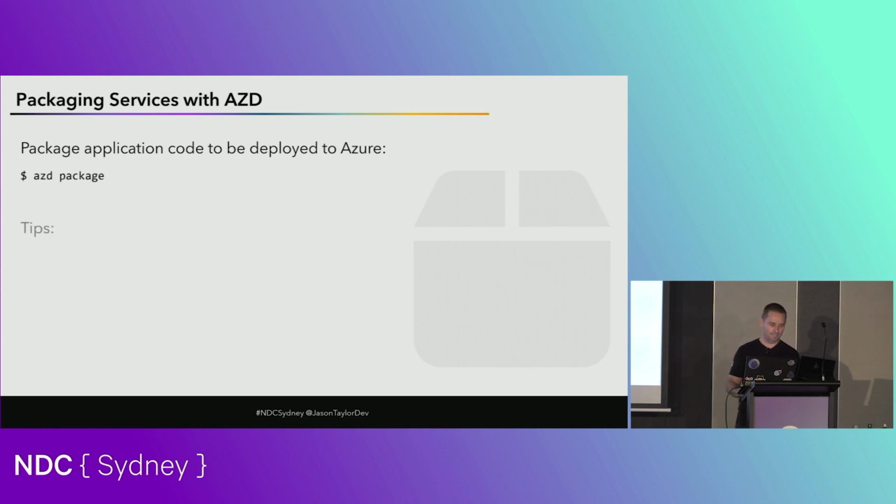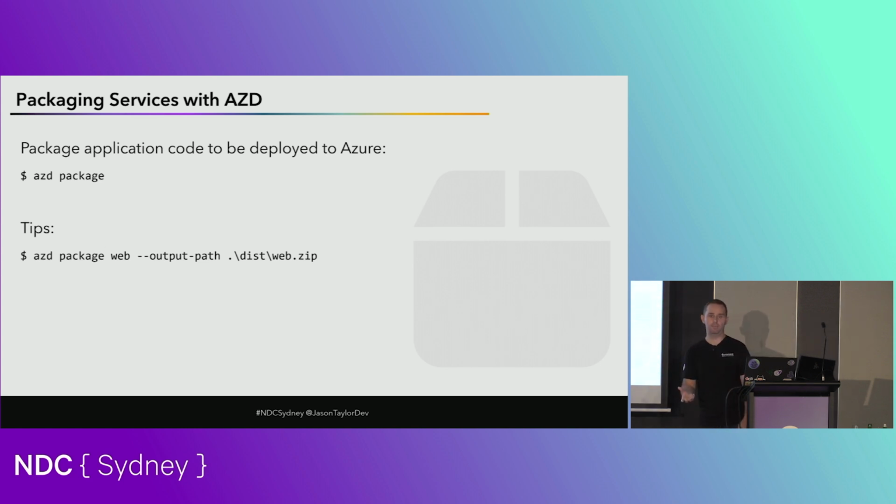So AZD package, a couple of tips. You can specify an individual service that you'd like to package, so you don't have to package up every single service. If you just want to try one, you can specify it there, and you can specify the output path. Where I use this most frequently is when I'm checking that I've defined my application correctly in azure.yaml, and when I'm building out a multi-stage pipeline.